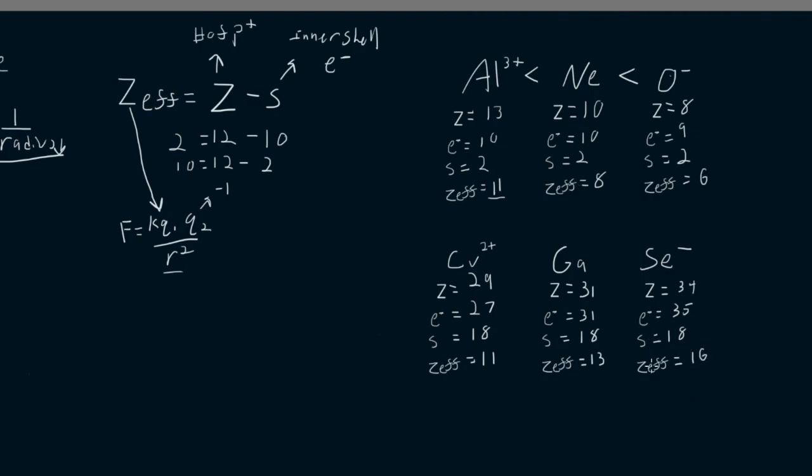And so here I have the opposite effect. So my Zeff being 16 means selenium is going to have the lowest radius. Then gallium is going to beat out copper 2+ with a Zeff of 13. And so copper 2+ is still going to be larger than gallium, which is still going to be larger than selenium. Fantastic.